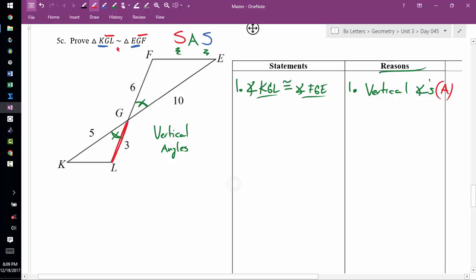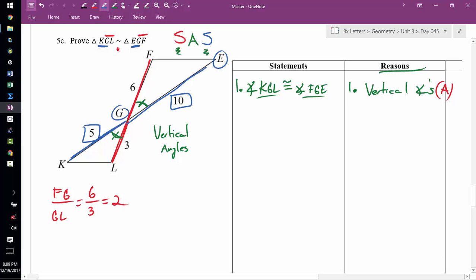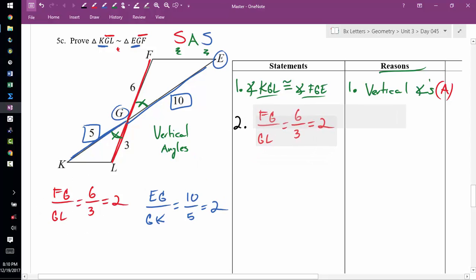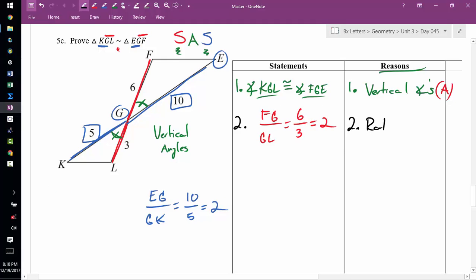So we've got this 3 and corresponding 6. We've got FG over GL, which is 6 over 3, which is 2. And then we've got this side here, that 5, and the corresponding 10. So that would be EG over GK. And that would be 10 over 5, which is in fact 2. So we can write our second statement, which is this ratio of corresponding sides. That's my reason, that's the math I am doing to use this as a proportional side.